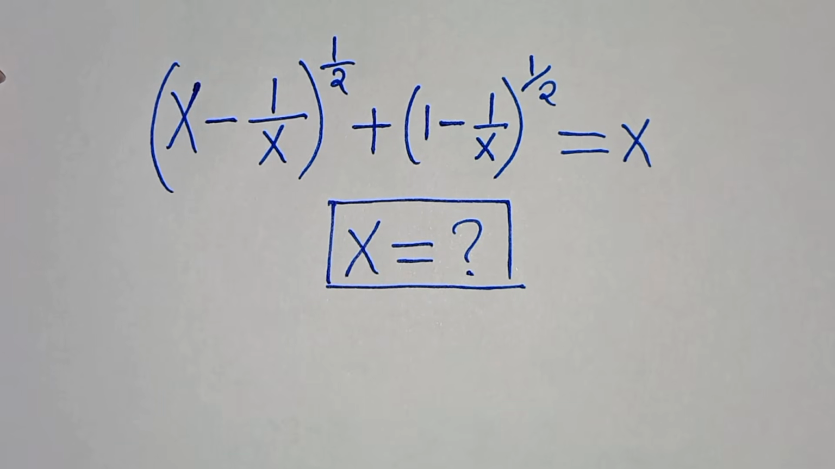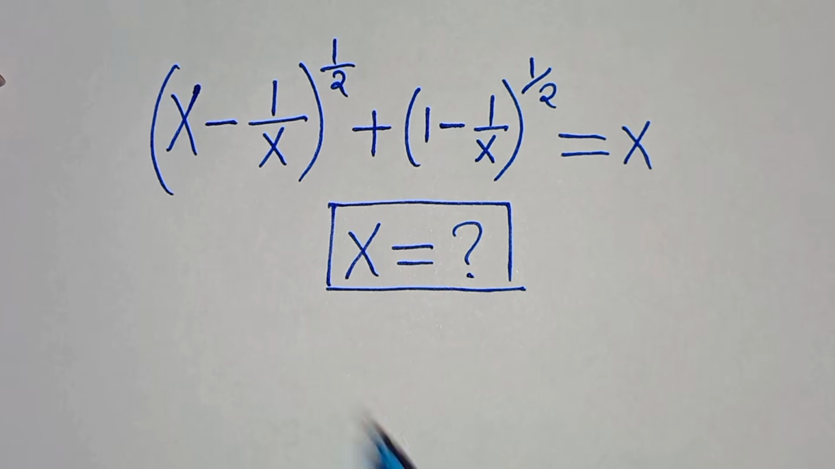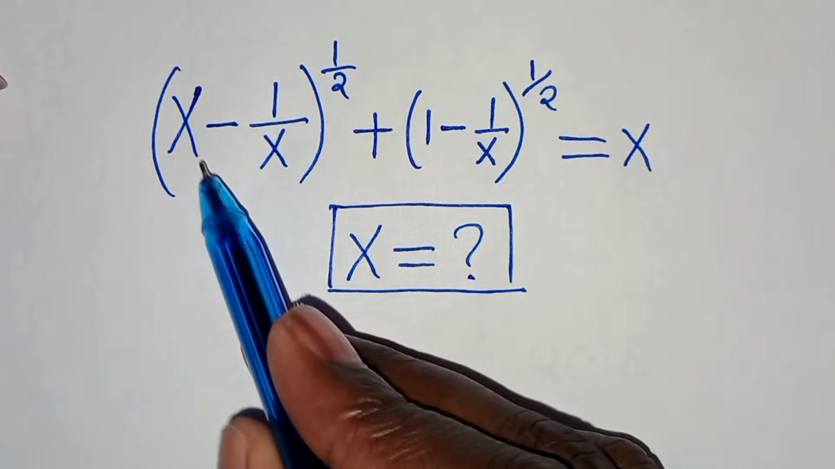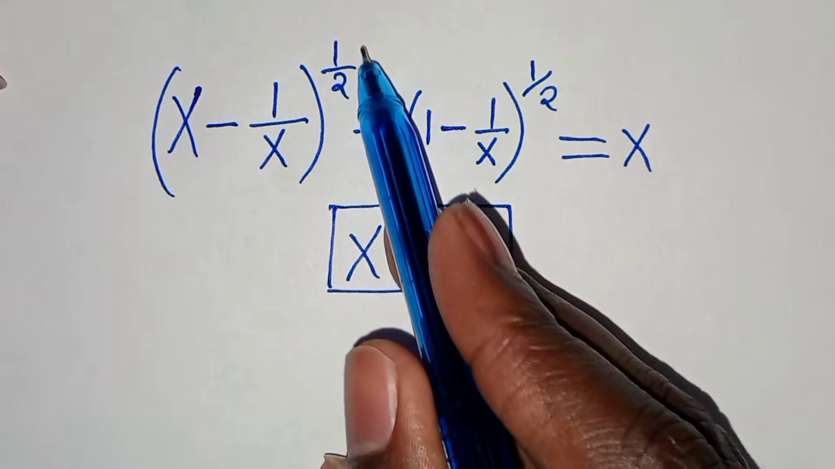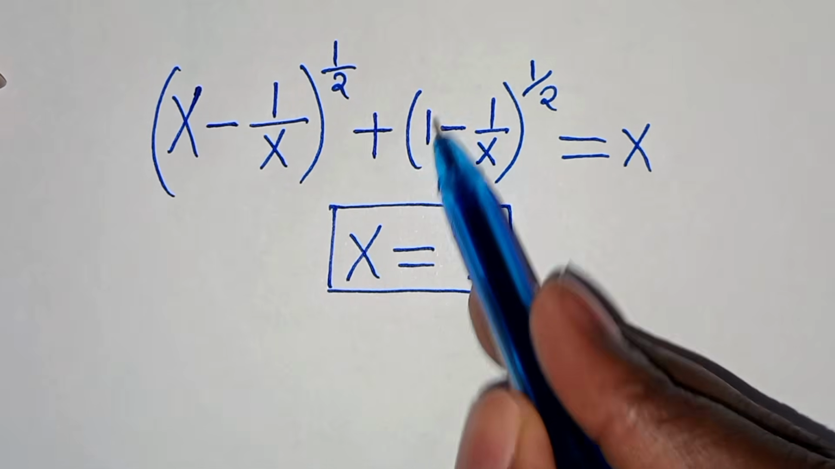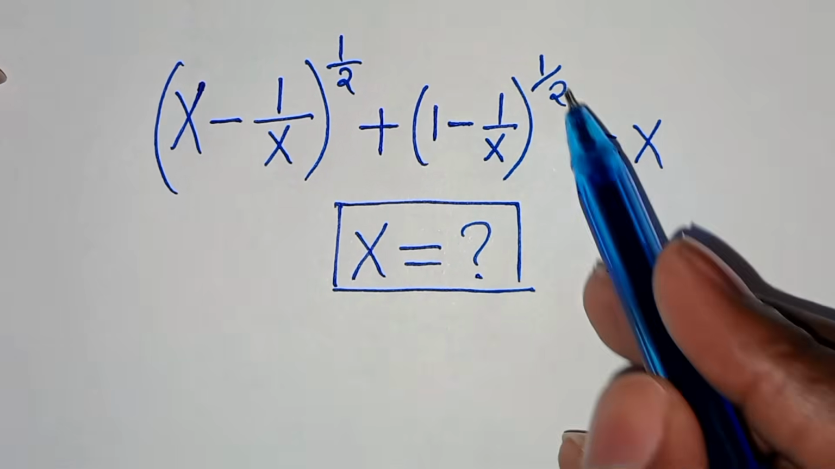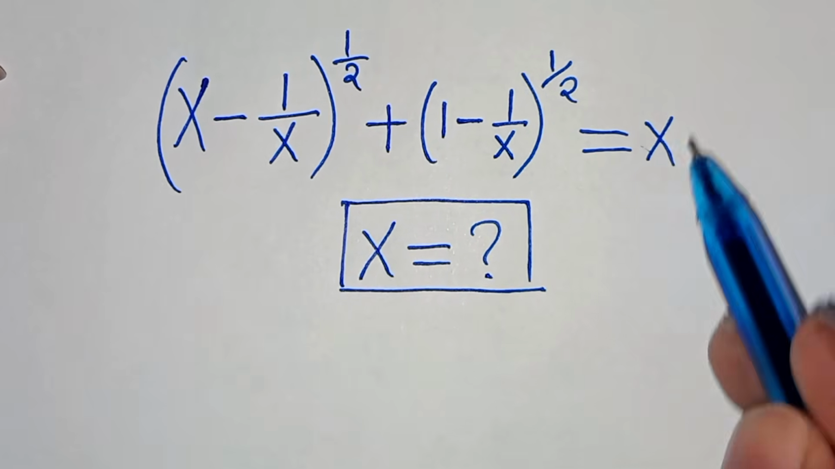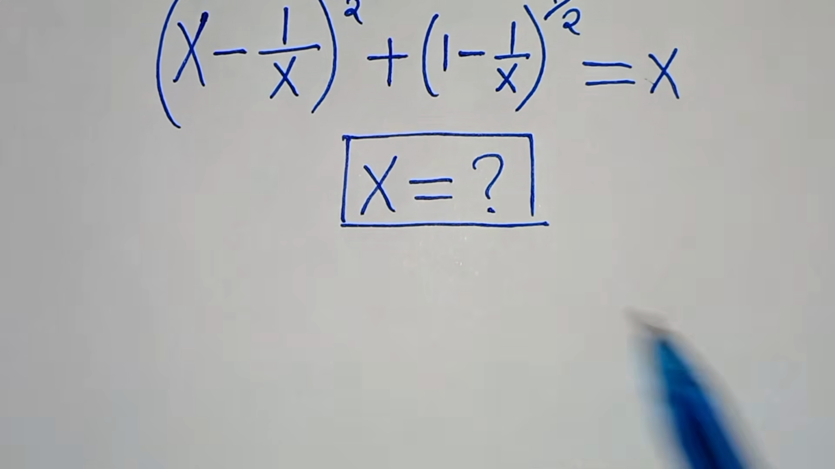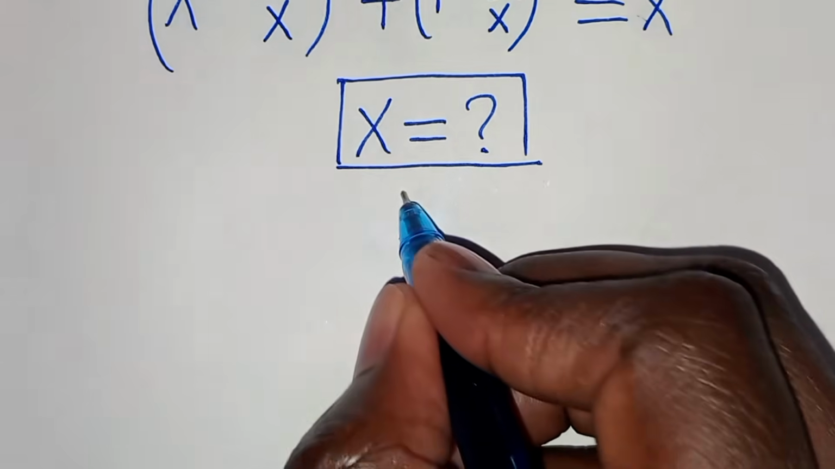Hello everyone, you're welcome to solve this nice algebra problem: (x minus 1 over x) raised to the power of a half plus (1 minus 1 over x) raised to the power of a half is equal to x. So what are the values of x? Now let's provide a solution from here.